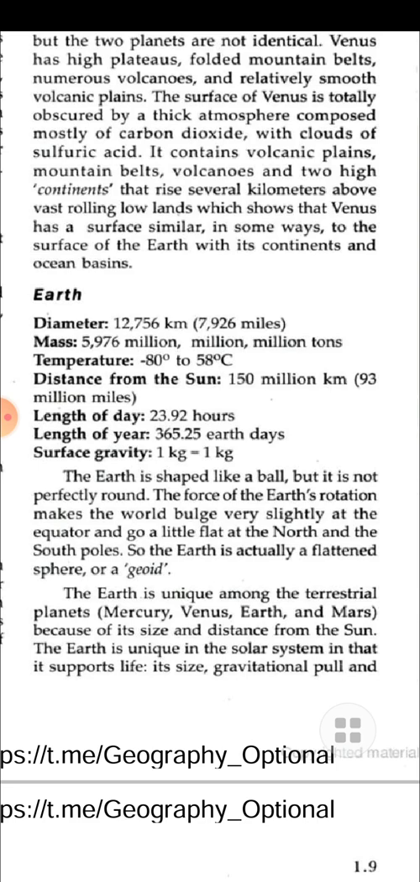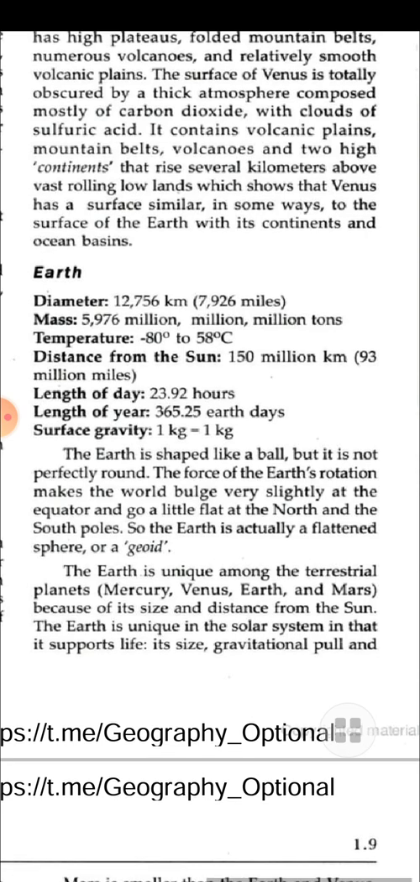Earth is shaped like a ball, but it is not perfectly round. The force of the Earth's rotation makes the world bulge very slightly at the equator and go a little flat at the north and south poles. So the Earth is actually a flattened sphere or a geoid.